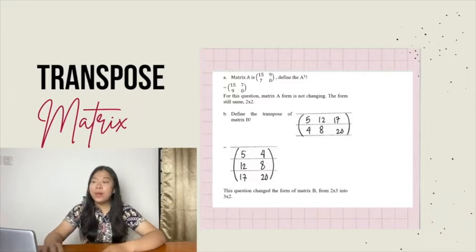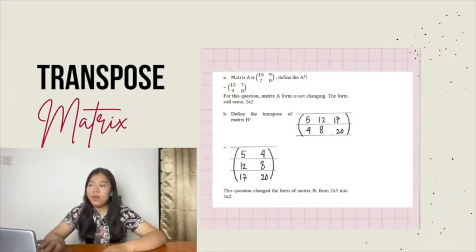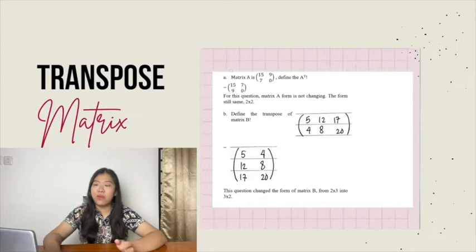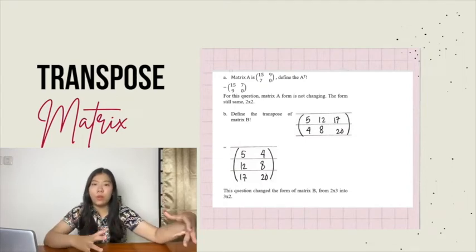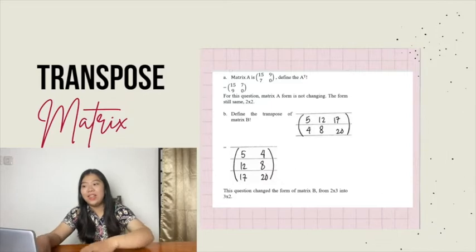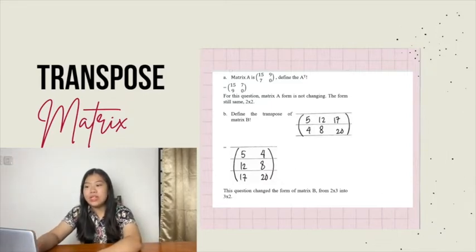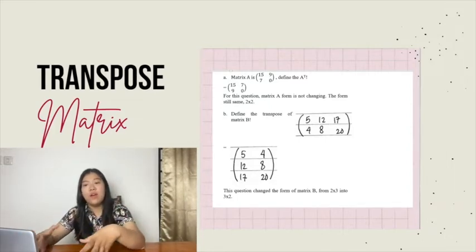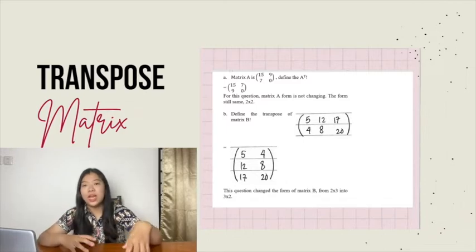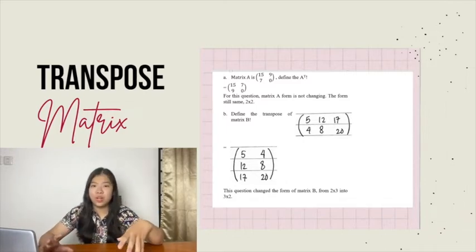Second question, matrix B is 5, 4, 12, 8, 17, and 20. Define the transpose matrix for B. From the question, we need to switch the numbers from rows to be columns and from columns to be rows. So the result is 5, 12, 17, and 4, 8, and 20. This question changed the form of this matrix from a 2 by 3 order into a 3 by 2 order.